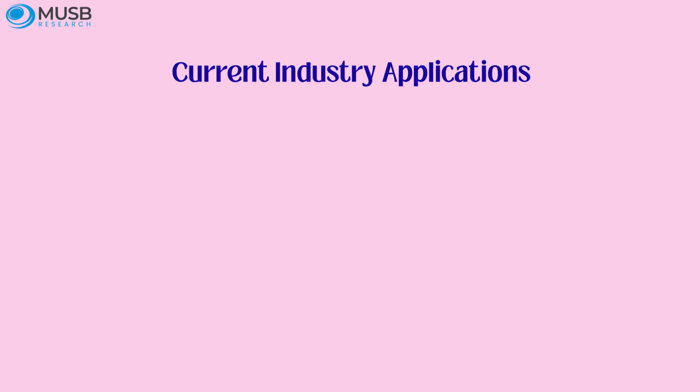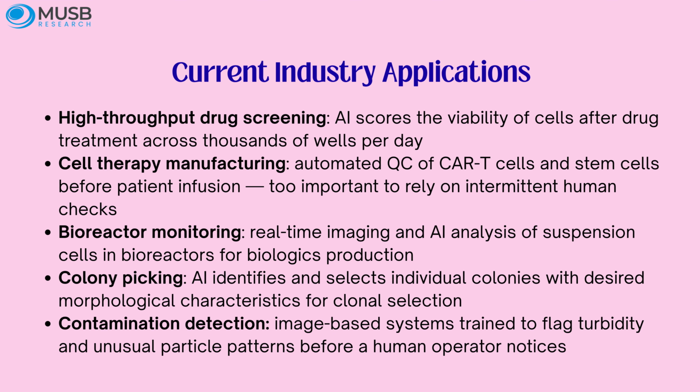Current industry applications: high-throughput drug screening. AI scores the viability of cells after drug treatment across thousands of wells per day. Cell therapy manufacturing. Automated QC of CAR T cells and stem cells before patient infusion, too important to rely on intermittent human checks. Bioreactor monitoring. Real-time imaging and AI analysis of suspension cells in bioreactors for biologics production. Colony picking. AI identifies and selects individual colonies with desired morphological characteristics for clonal selection. Contamination detection. Image-based systems trained to flag turbidity and unusual particle patterns before a human operator notices.